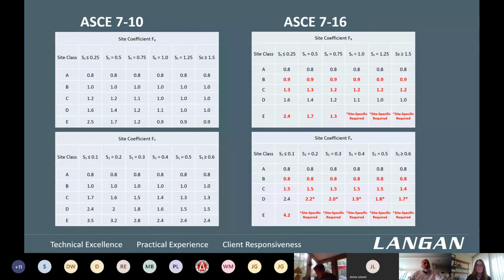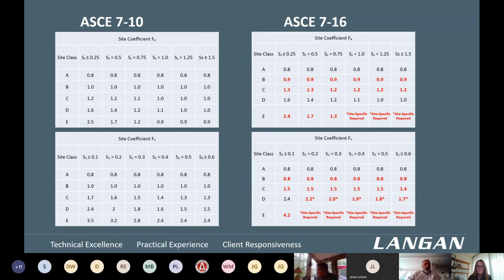To give you an impression of how things have changed between 2010 and 2016, the set of these site coefficients for the short period, which is FA, is on the top table to the left. Bottom left is the set of coefficients for F sub V, and to the right are the same set of coefficients for the 2016 version of ASCE 7, and the numbers shown in red are the changes that we have had from 2010 to 2016.